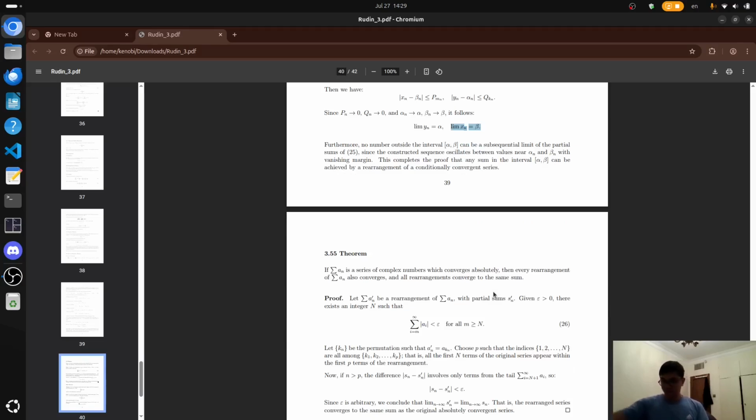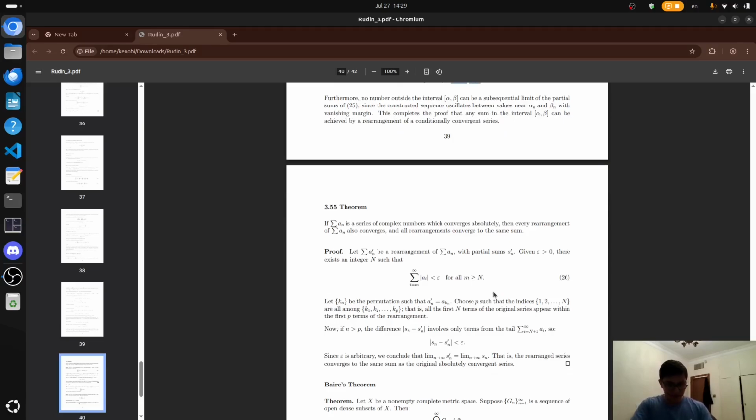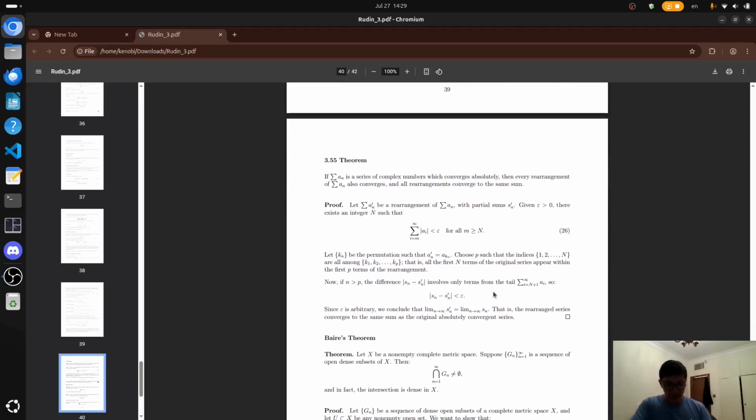Now we're getting near the end now. If sum an is a series of complex numbers which converge absolutely, then every rearrangement of sum an also converges, and all rearrangements converge to the same sum. So you can't do the same trick for an absolutely convergent series. You can't take the rearrangement to be something else, because it's really precise.